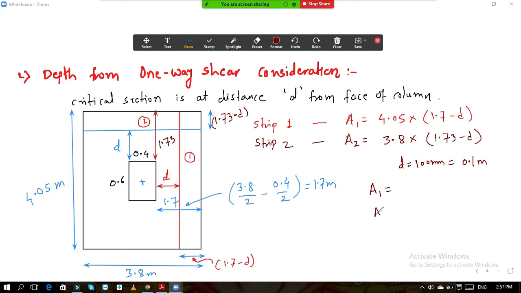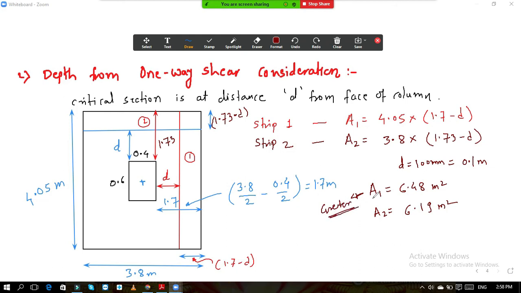What will be the value of A1 and what will be the value of A2 now? To calculate the value of A1, it is 1.7 minus 0.1, so 1.6 into 4.05. So what will be the value of A1? It is 6.48 meter square. And same for A2, if I put the same value, then it is 1.73 minus 0.1 into 3.8. How much is it? 6.19 meter square. So who is greater? A1 is greater or A2 is greater? A1 is greater. So this area is greater.